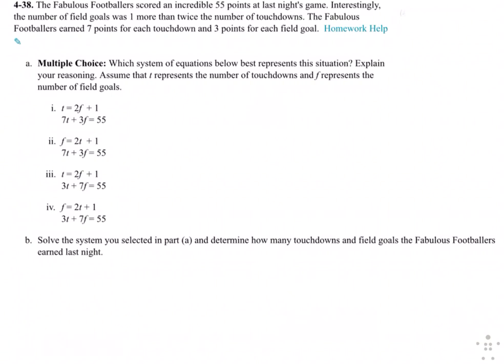Okay, for 38, they give us some information, and then for A, they want us to choose from one of these systems of equations which one it applies to. So let's just do it on our own, right?